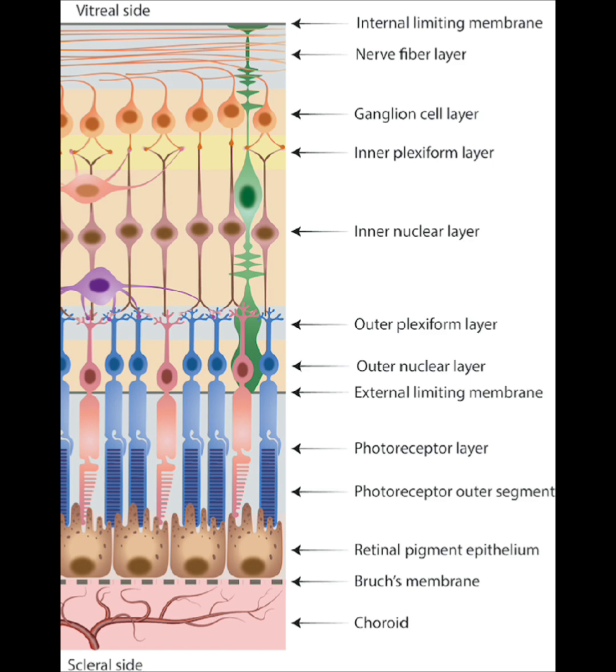This layer contains the outer segments of the rods for dim light, and cones for color and sharp detail. This is the crucial layer where light energy is converted into a chemical, electrical signal: transduction.